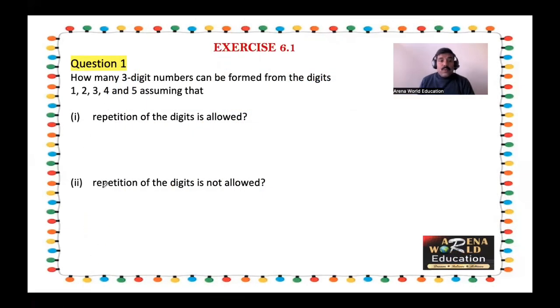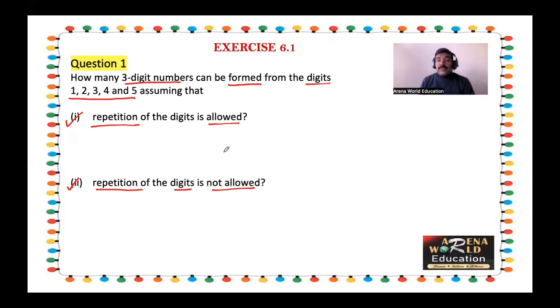Question number 1 is, how many three-digit numbers can be formed from the digits 1, 2, 3, 4, and 5, assuming that first, repetition of the digit is allowed, and in second, repetition of digits is not allowed? Always remember, whenever you solve any question related to permutation or combination, first of all deal with restrictions.